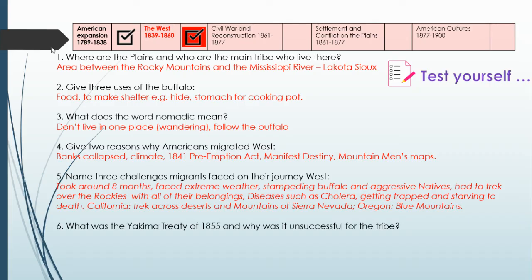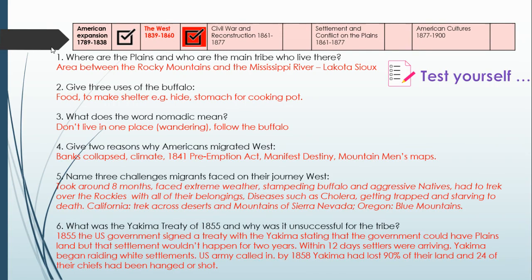And finally, what was the Yakima Treaty of 1855 and why was it successful for the tribe? So again, I've got the whole lot of information here, but basically there is a treaty signed. They were promised that it would be 2 years before white settlers moved in, but they arrived within 12 days. Remember that the Yakima lost 90% of their land, and 24 of their chiefs had been hanged or shot, so they end up losing out massively despite the treaty that they had signed with the US government.